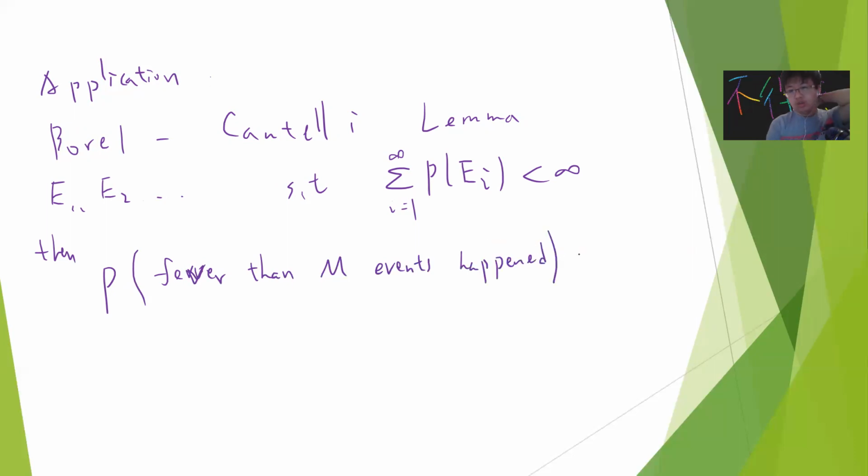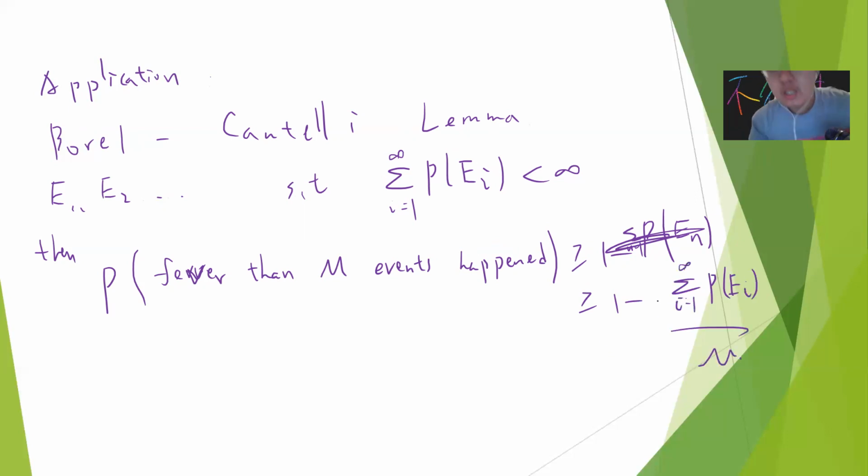Okay, which is greater or equal to 1 minus probability p_n, and use summation n from 1 to infinity. Actually it is greater or equal to 1 minus the summation of these probabilities, let's say i from 1 to infinity, divided by n. So that means if this is finite, then you get some lower bound for this type of inequality.